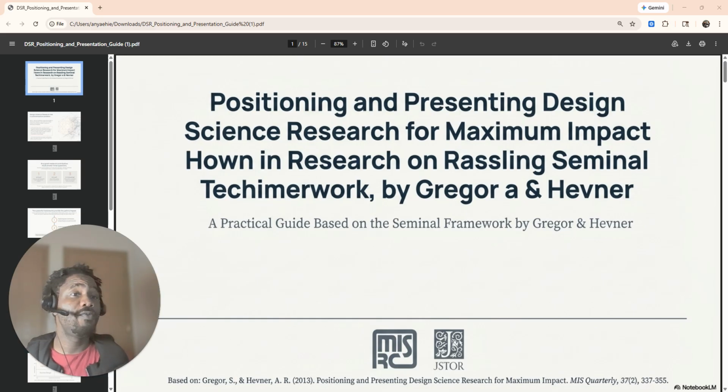And if you're in the field of information systems, this is one of the foundational papers you need to know in your fingers if you want to do design science, because you want to know how to position your research. You also want to understand how to write your research paper. So this paper, "Positioning and Presenting Your Research: Design Science Research for Maximum Impact," by Gregor and Hevner, was published in 2013.